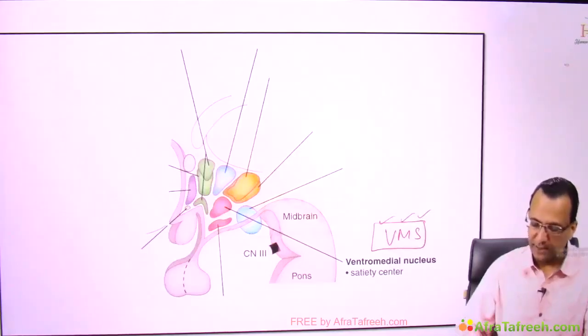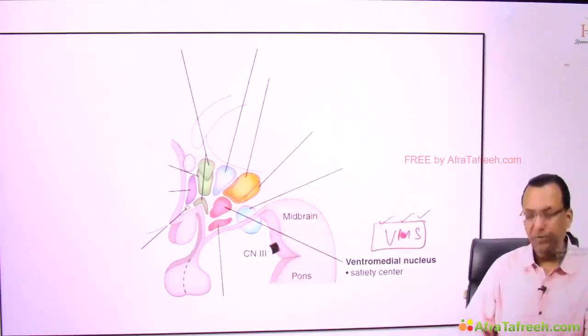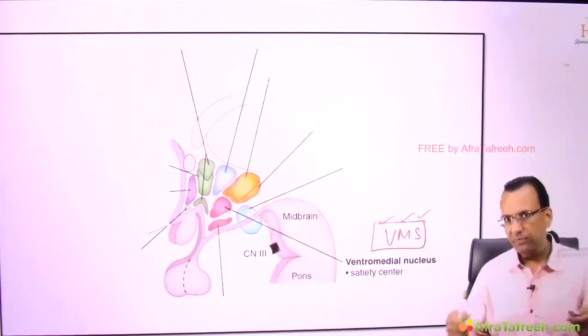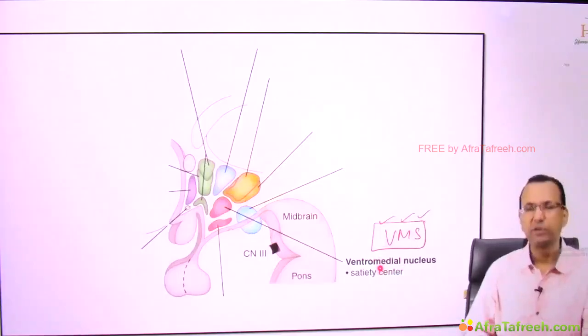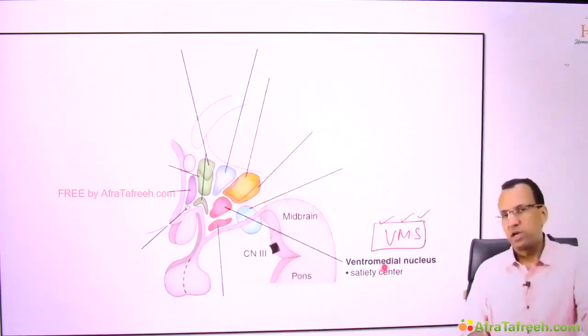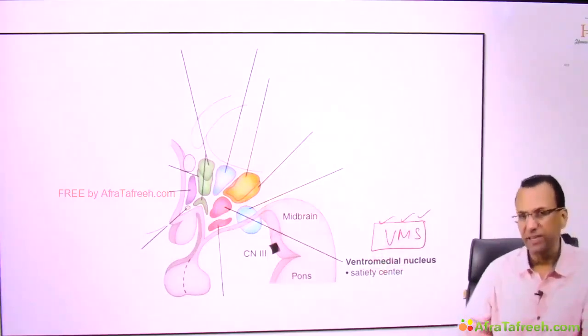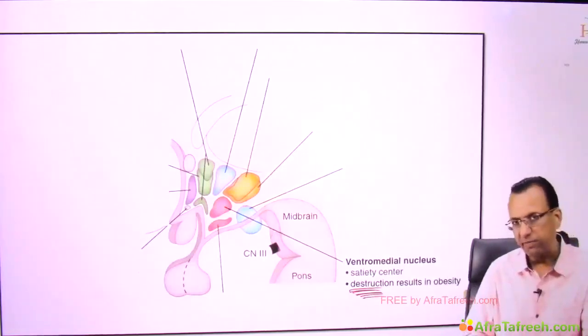If this area is activated, then you feel satisfied. Satiety means when I eat food, I keep eating food, and after some time this ventromedial satiety center is activated. Then you say, okay, over. My requirement is over. This gives you satiety, satisfaction. And what if it is destroyed? Then you will never be satisfied.